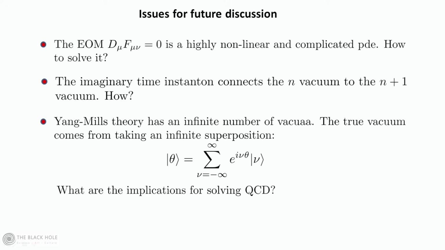And in fact, you can show that it is actually wrong to say that there is just one vacuum of QCD, because then this would lead to correlation functions not dying off when separated by large distances in space-time. So there are lots of implications of this for solving QCD and other Yang-Mills theories, of course. But these are all issues for future discussion.